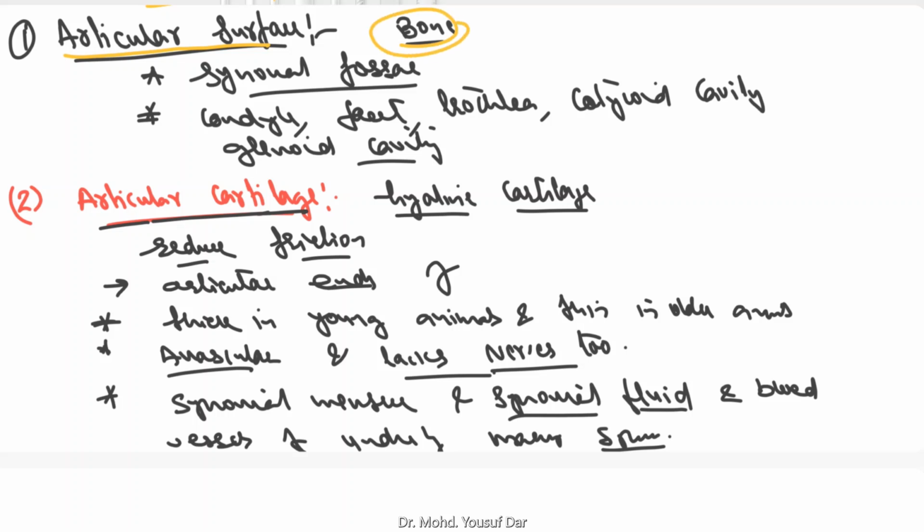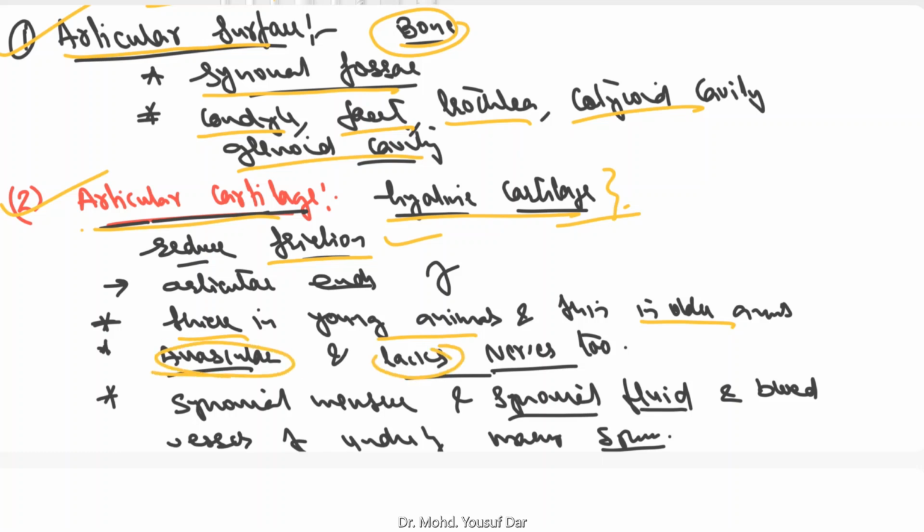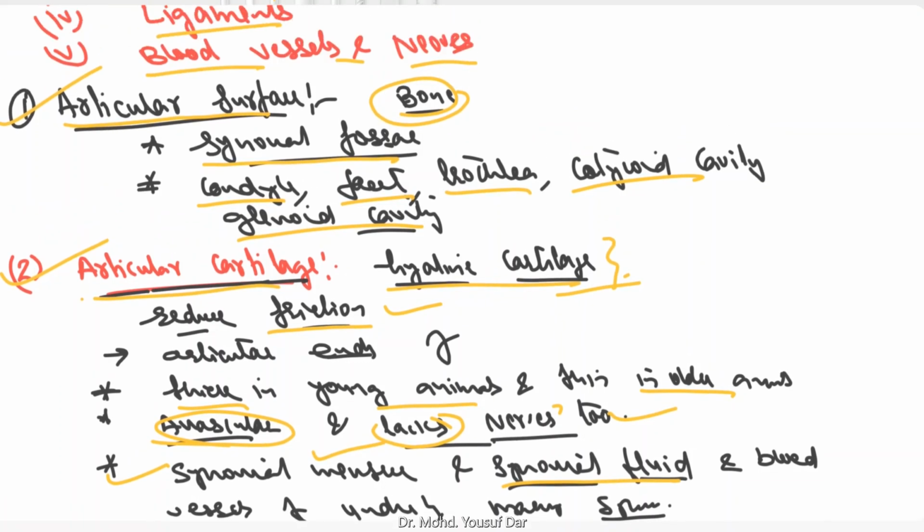So first was the articular surface, which is generally composed of a dense bone, and there are some non-articular depressions present, known as synovial fossa. This articular surface is in the form of a condyle, facet, or trochlea. Then we discussed articular cartilage, which is a hyaline cartilage. It covers the articular ends of the bone, reduces the friction and makes movement easy. It is thick in young animals and thin in older animals. It is avascular and also lacks nerves. It is believed that the articular cartilage gets its nutrition from the vascular network of the synovial membrane, the synovial fluid, and the blood vessels of the underlying marrow spaces.